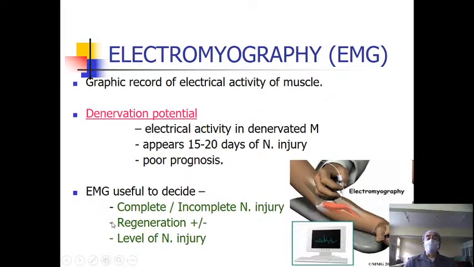And you also can know whether regeneration is occurring or not. Along with Tinel sign, you can have a graphic recording. Uneducated and uncooperative patients may not be able to tell you, and Tinel sign may be a bit ambiguous. The level of nerve injury, all these things can be easily known by subjecting the patient to what is known as EMG or electromyography.